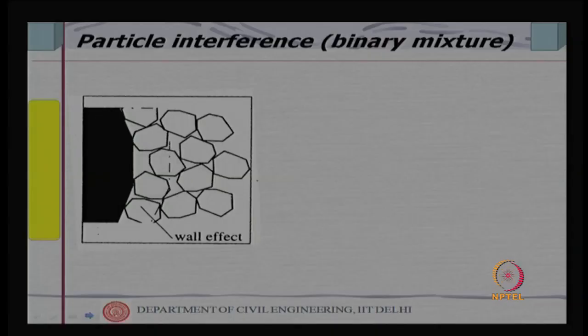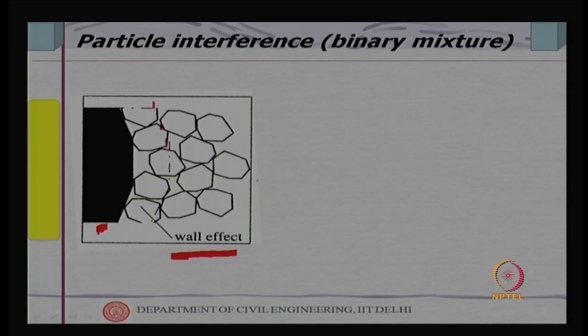Now, there are two effects which are recognized. One is called wall effect. For example, this is my coarse aggregate, and this is the fine aggregate. The packing here is unlikely to be very good. It is not packing like bulk packing, because in front of a large surface, the packing is never good. This we call the wall effect, and it is recognized everywhere.